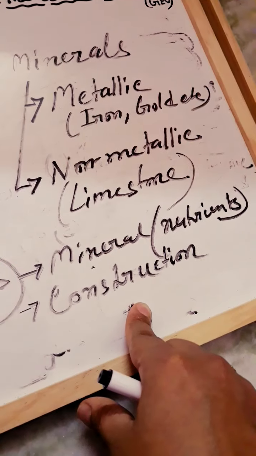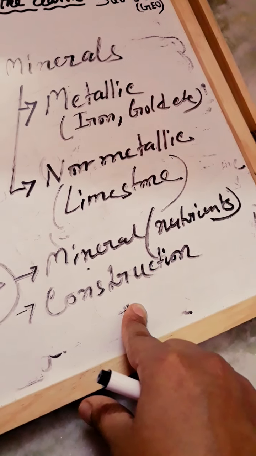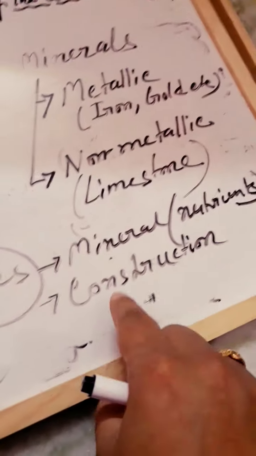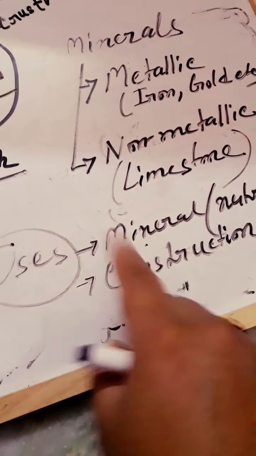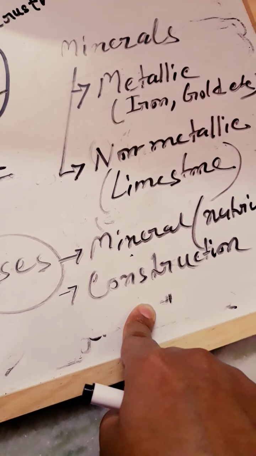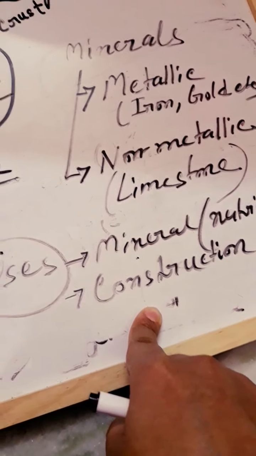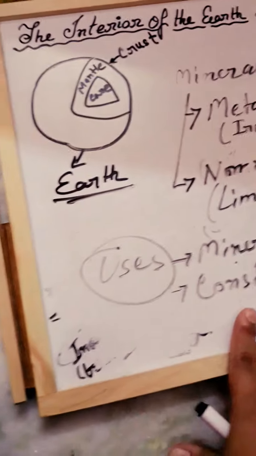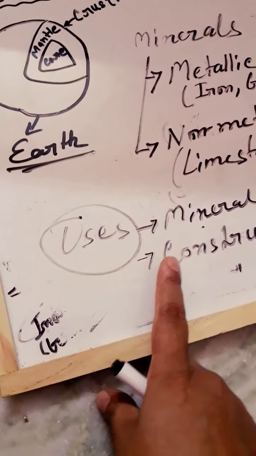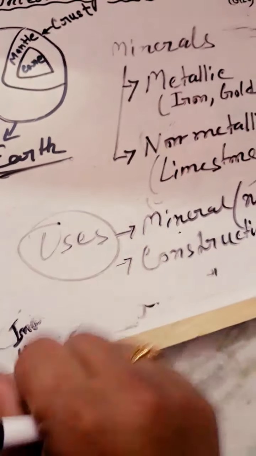Then we know that different types of precious stones like gemstones are also used in making jewelry. So these are also uses of rocks and minerals. Then rocks with adequate mineral content, like ores, are used in industry, because we all know that in every industry there is a huge use of different types of rocks and minerals.